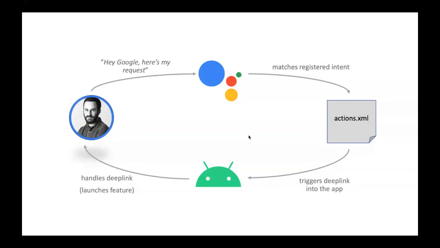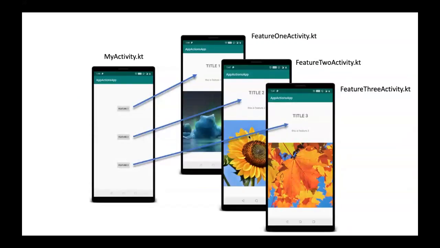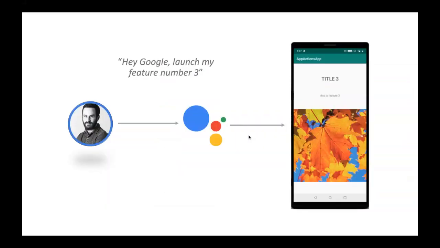Let's look at this app. I have a main activity with 3 buttons. Each button launches a specific activity, feature 1, feature 2, and feature 3. Each feature has an associated title, subtitle, and image. What I want to do is that when I say, Google, launch my feature number 3, the specified feature is automatically launched. So let's see a bit of code here.